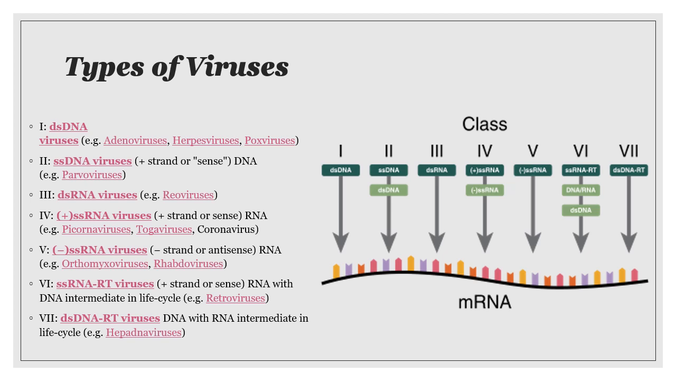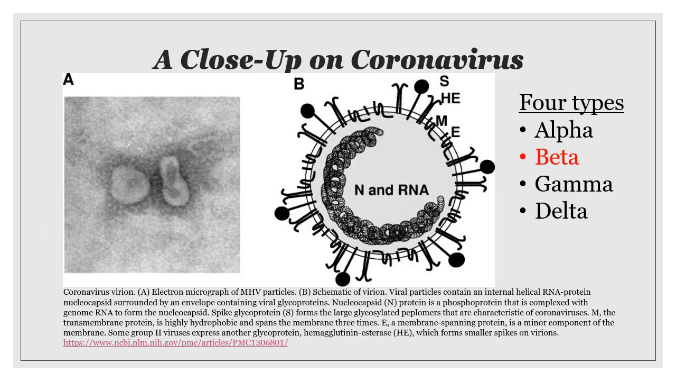Now, how many types of viruses do we have? There are 7 classes based on the type of nucleic acid they have. And I think this will probably interest microbiology students the more. But the virus of interest today is a single-stranded plus RNA virus here in the coronavirus group. So a close-up on the coronavirus.